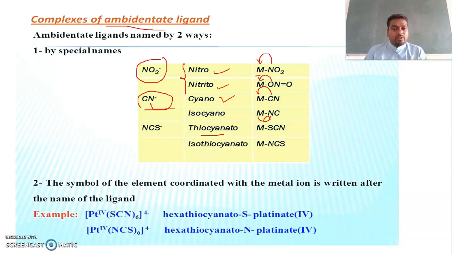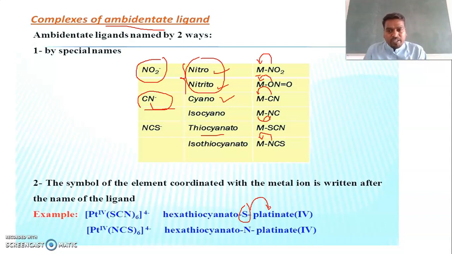If nitrogen donates electrons, this is isothiocyanato. We use different names because the bonding nature is different. This is an M-N bond, this is an M-S bond. In order to distinguish them, we call them by different names. So while naming the compound, along with changing the name of the ligand, we mention the donor atom which is bonded to the central metal atom during bond formation.